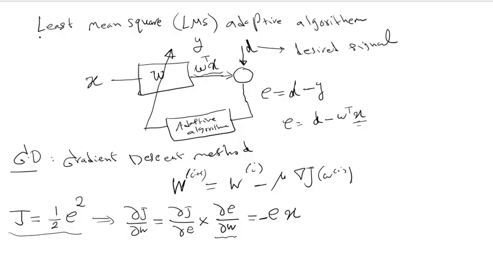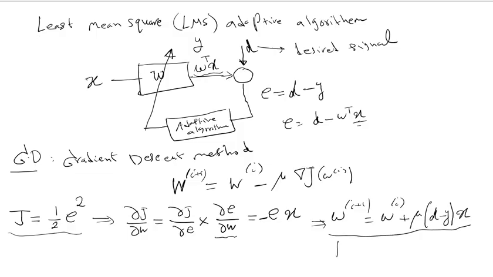If I put this gradient in the gradient descent method, we will have W i plus 1 equals W i plus mu times the error, D minus Y, multiplied by X. This is how the LMS algorithm works.